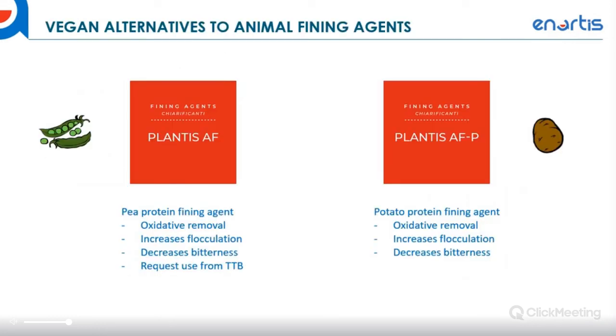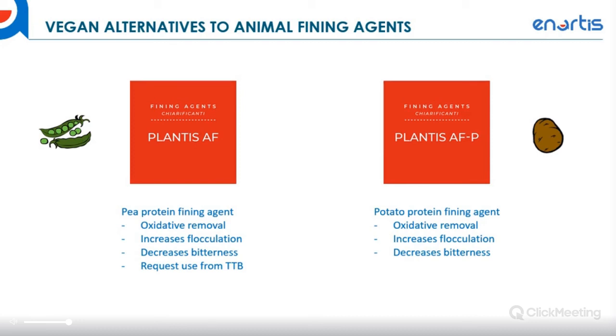There are vegan alternatives, as I mentioned before. We have pea protein as the Plantus AF, so it's good at oxidative removal, increases flocculation, and decreases bitterness. You do need to request at this point from the TTB to use it, but you still can use it. You just have to request it first.